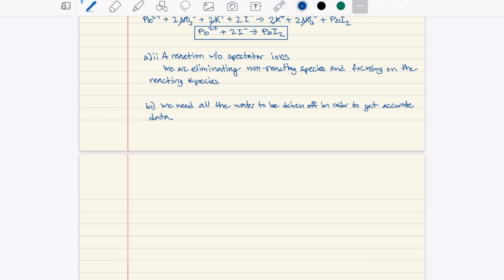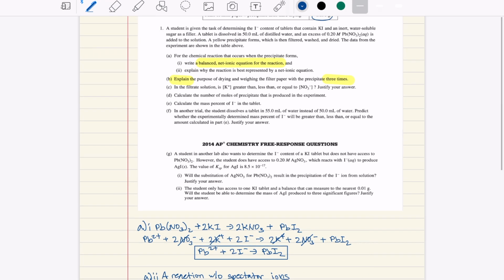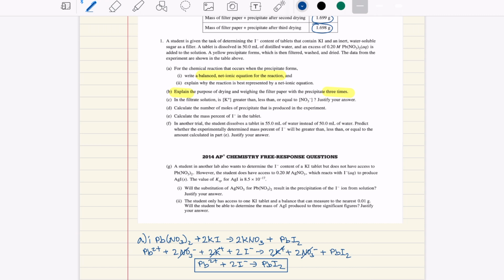And our entire experiment would just be irrelevant, right? Okay, so part C asks us, in the filtrate solution, is the concentration of K+ greater than, less than, or equal to the concentration of NO3 minus? And justify your answer. So the important parts of this question is obviously the K+, the NO3 minus, and choosing whether it's greater than, less than, or equal to.